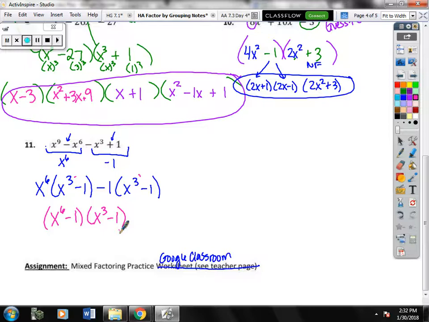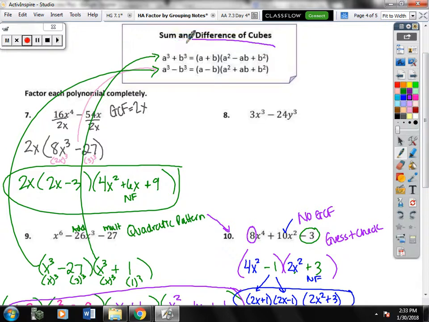Now from here, we can actually factor significantly farther. First of all, the first one we can factor using a quadratic pattern. This would be x cubed minus 1 and x cubed plus 1. This would just be x cubed minus 1. Now if you notice, unfortunately, these are all sum and difference of cubes, which means we have to use these formulas 3 times.